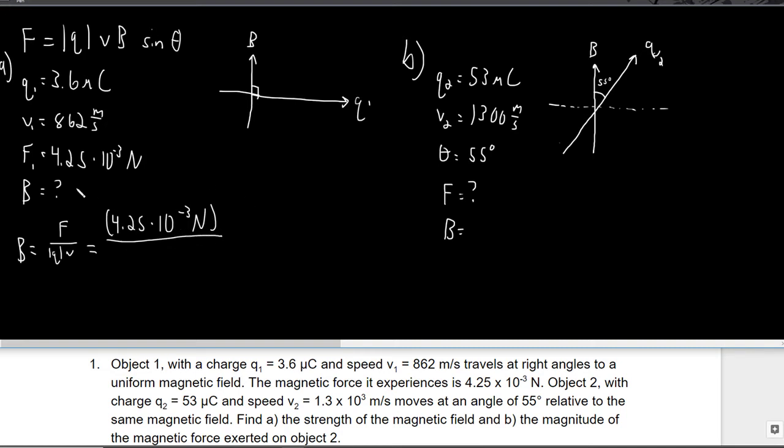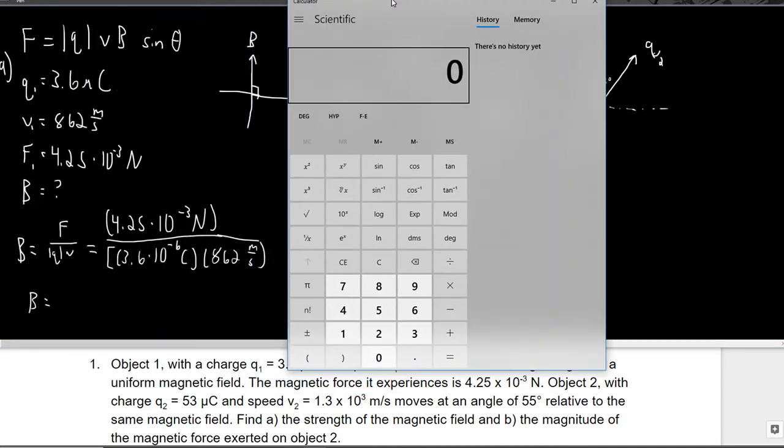And I'm doing multiplication and division over the absolute value of Q. We didn't care that it's positive or negative. I do have to convert this to coulombs, so I've got 3.6 times 10 to the negative 6 coulombs times the velocity, so times 862 meters per second. Get out the calculator here and uncover the math I need to do.